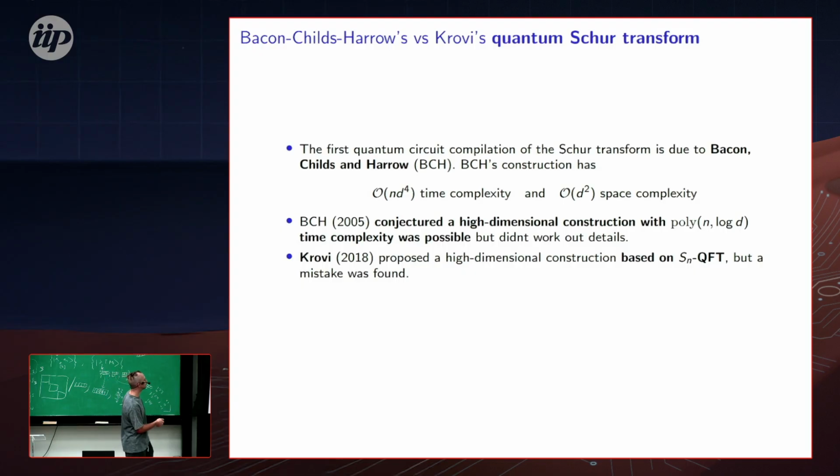So people tried to construct these high dimensional Schur transforms, and the proposal in 2018 by Harrow and Crowley was based on a very different construction compared to the BCH. It's completely different. I will explain the BCH today. It's based on Clebsch-Gordan transforms, so it's coming from the unitary group side, and Crowley's approach comes from the symmetric group side.